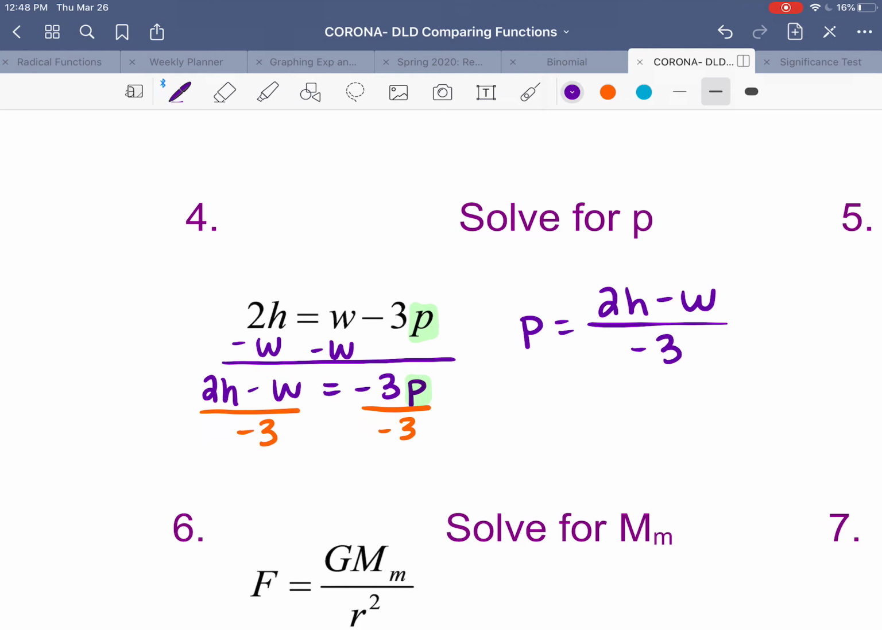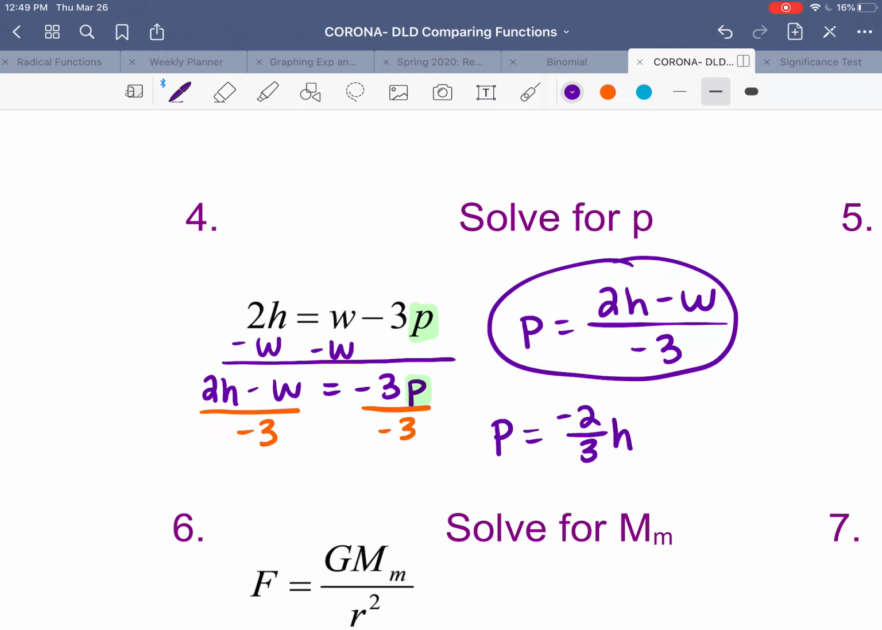So that's one way you can write it, totally fine. You could also write it as negative 2/3 H plus W over 3, because it would be negative W over negative 3, which would become positive. So both are good ways to write this.